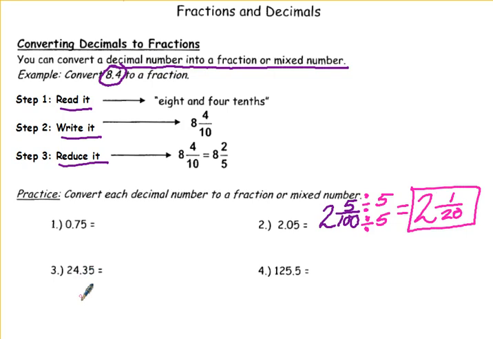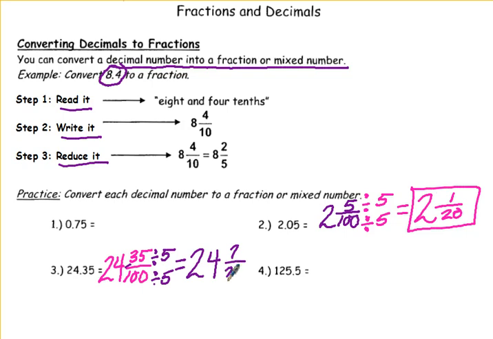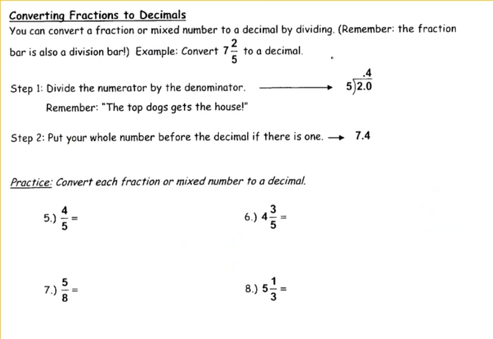How about 24 and 35/100. So 24 and 35/100, so 35 over 100. Again, this one happens to reduce by 5. So divide by 5 in both your numerator and your denominator to find simplest form. Keep your whole number, 24. Now reduce your fraction. 35 divided by 5 is 7. 100 divided by 5 is 20. 24 and 7/20.